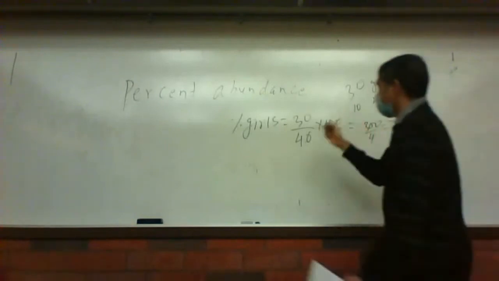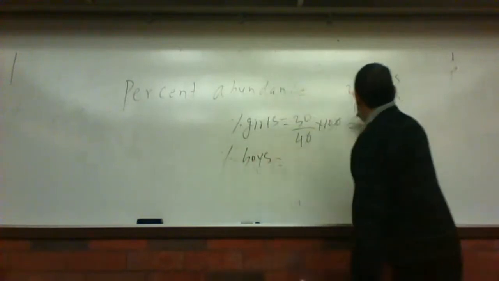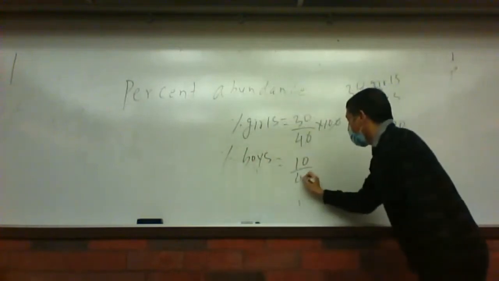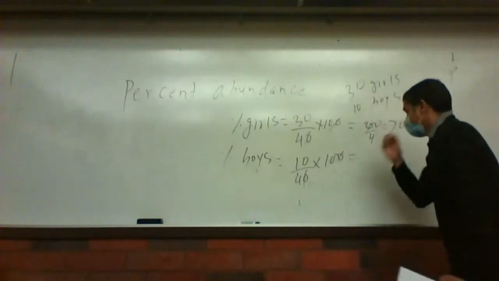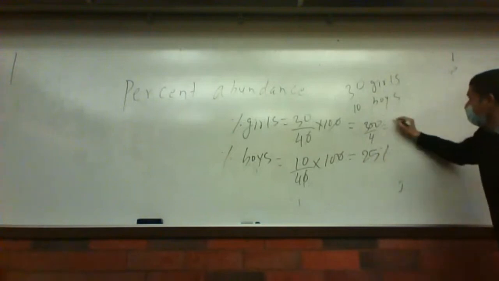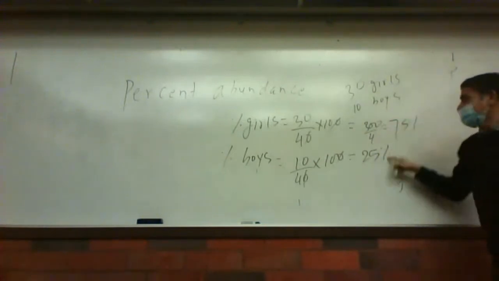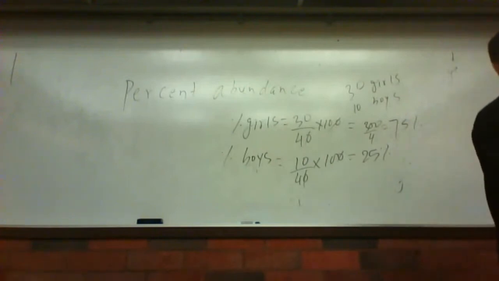And then what is the percentage abundance of boys? So we have 10 boys out of 40. So multiply by 100. That gives you 0, 0 cancel. So about 25% is boys. So the percentage abundance of boys is 25% and the percentage abundance of girls is 75%. Make sense? So this is the percentage abundance.